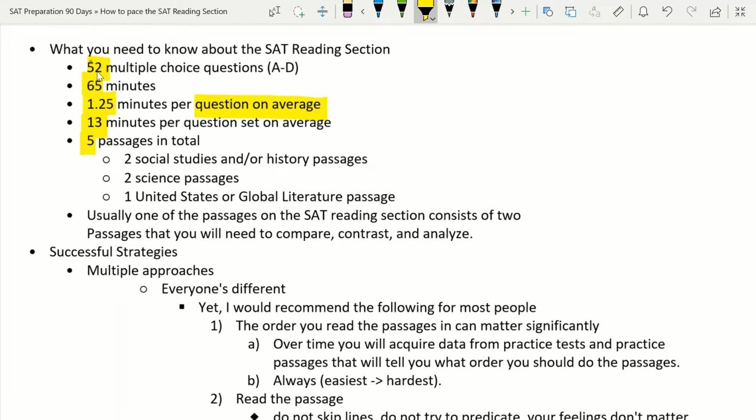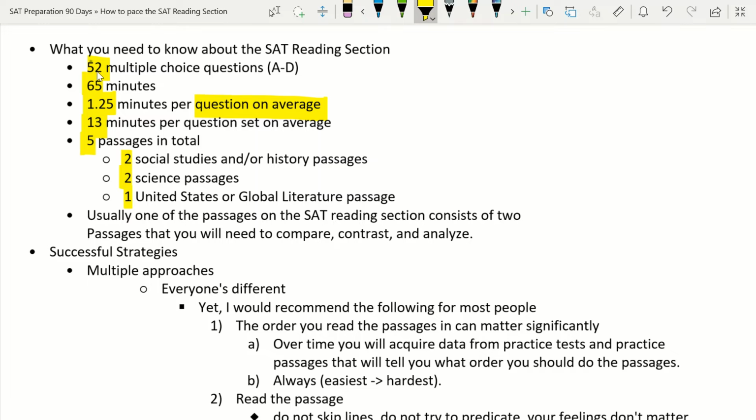So what are the different passages? You're going to have 2 social studies and/or history passages, 2 science passages, and then 1 United States or global literature passage. Usually one of the passages on the SAT reading section will have 2 passages connected or intertwined. Each one will be shorter than what it would normally be, and you have to read both of them and then compare, contrast, and analyze them.